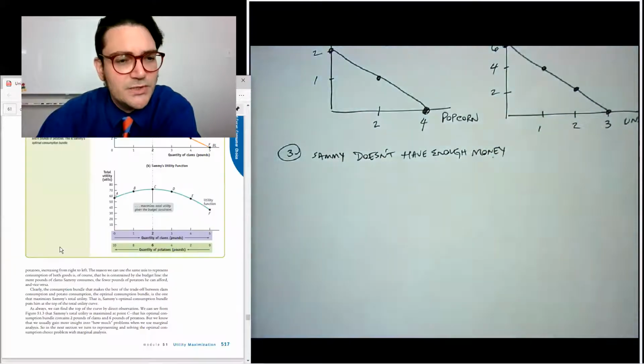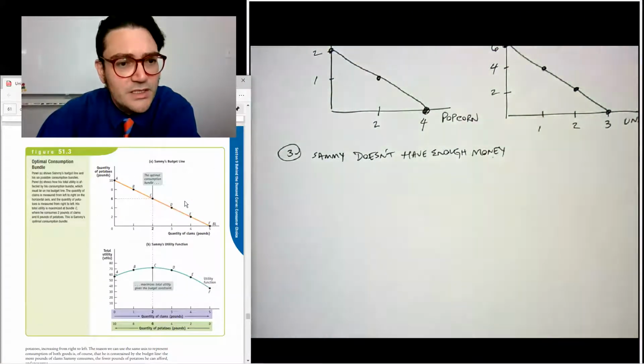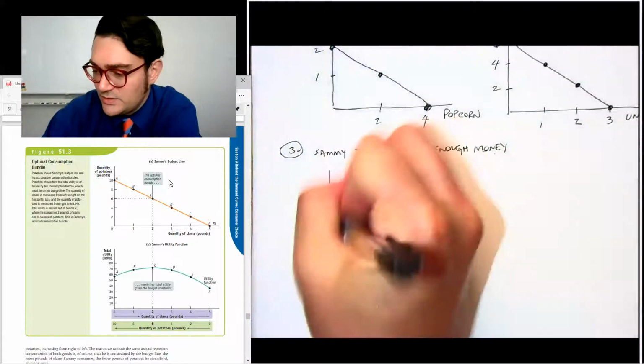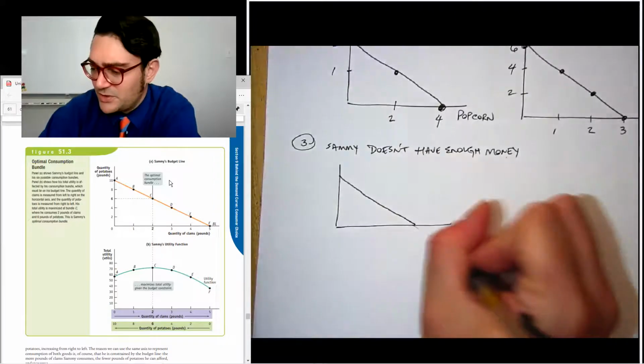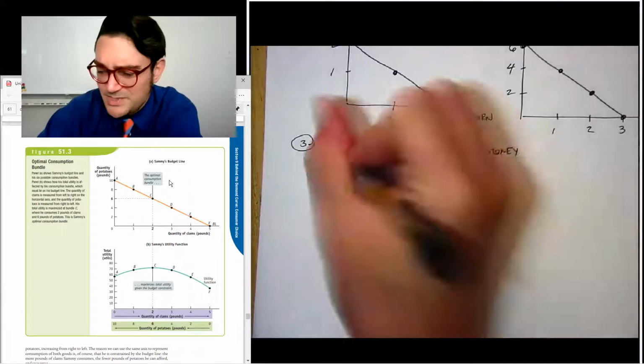And it says illustrate it using Figure 51.3. So basically it's out here. The simple way would be, Sammy has all these combinations of, I don't know, clams. That's weird. Clams and potatoes.